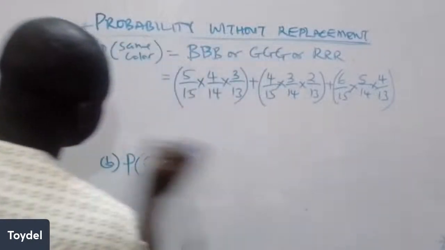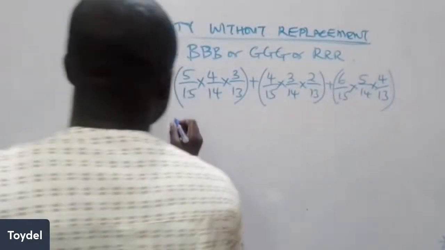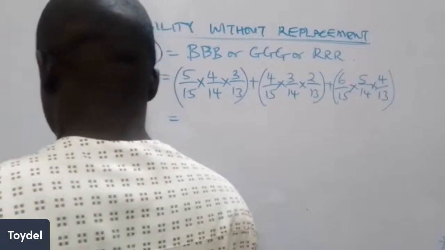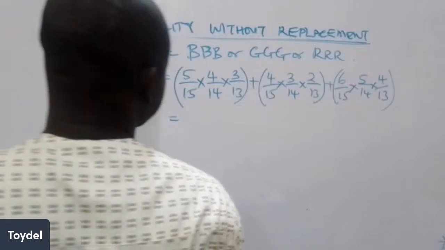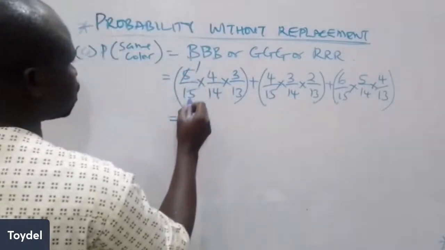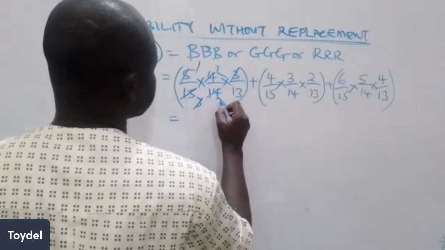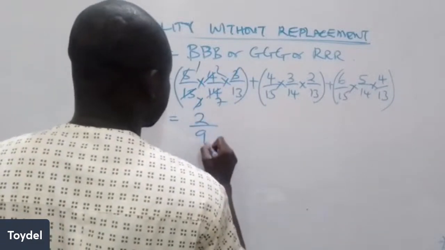So if you solve this, if you look at it, at the end of the day, for the blue ball, if you do your cancellation correctly, you're going to have 2. Here 1, here 3. 3 cancel 3, here 2, here 7. We're going to have 2 all over 91.